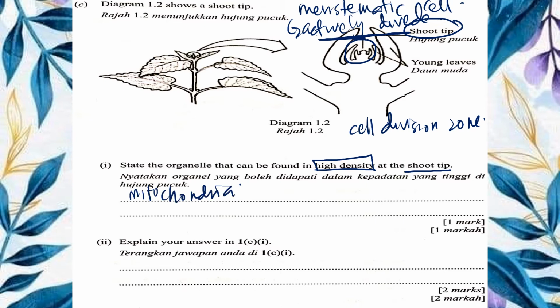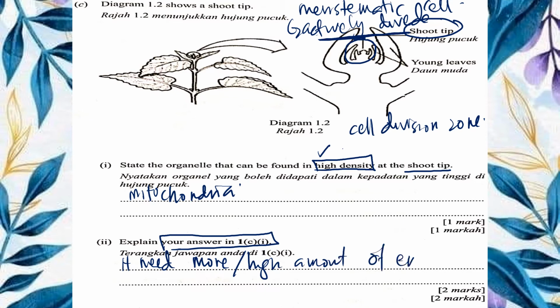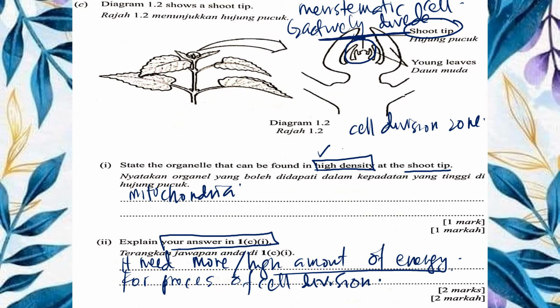mitochondria. Explain your answer. Why do they need high density of mitochondria in the shoot tip? Because it needs a high amount of energy. You must give the reason why they need a lot of energy, because of the process of cell division. Then you can get 2 marks.